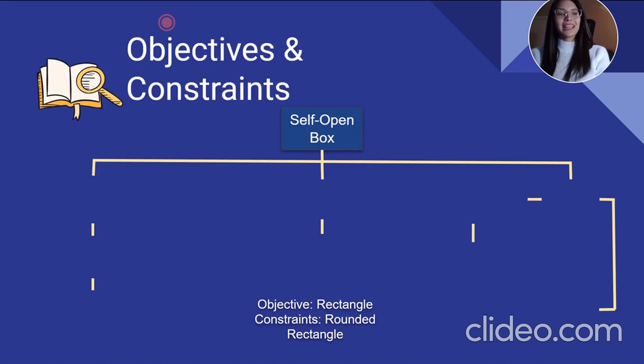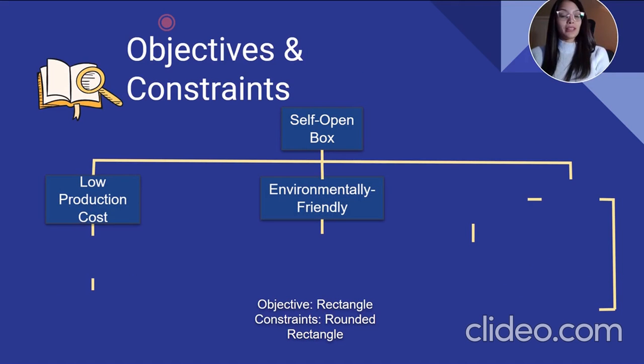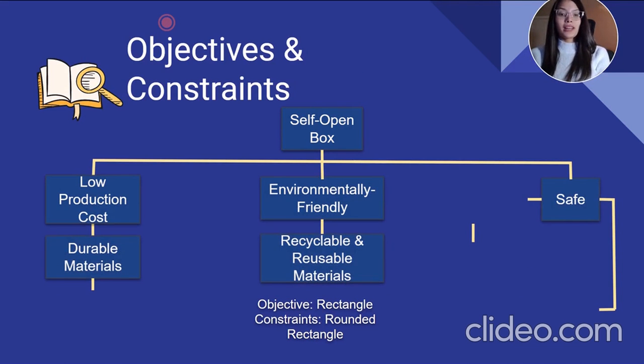We focus on the client's initial problem statement, and then we revise the problem statement by incorporating the appropriate objective. Then we have our main objective. The box should be produced at low cost, should be environmentally friendly and safe. Then we have secondary objective. The box should be built with durable materials, and those materials have to be recyclable and reusable. The box should open and close without harm.